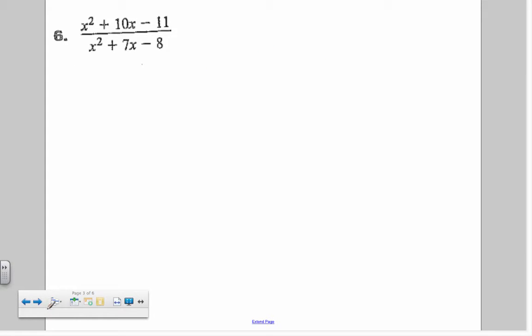The next problem I'll do is number 6. It looks like I have a quadratic trinomial over a quadratic trinomial. So I'm going to use the method where I have to factor it, or my students will often say unfoil. So I'm going to get 2 binomials on the top, hopefully, and 2 binomials on the bottom.